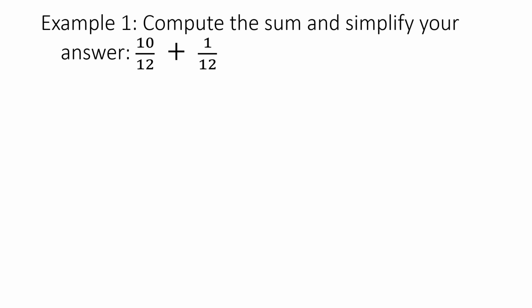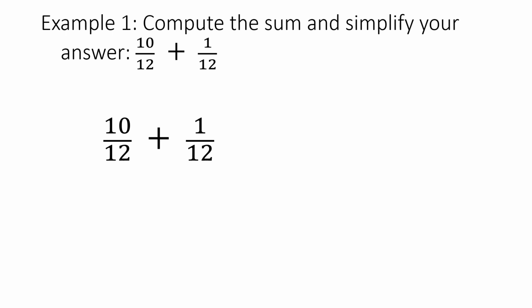The biggest thing that you need to make sure before you go to add or subtract fractions is that you have a common denominator. What that means is that the bottom of your fractions have to be the same number. And in our case, they are. They are both 12. So we have 10 over 12 plus 1 over 12.